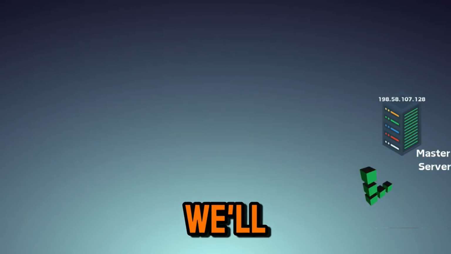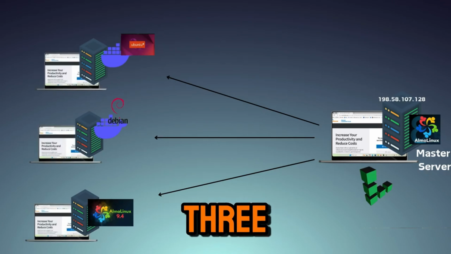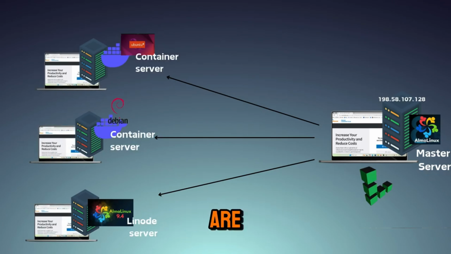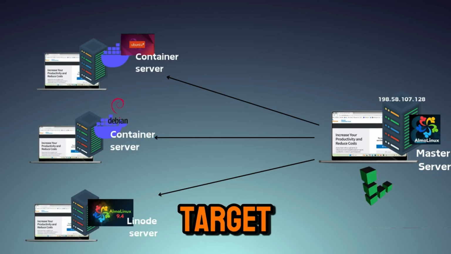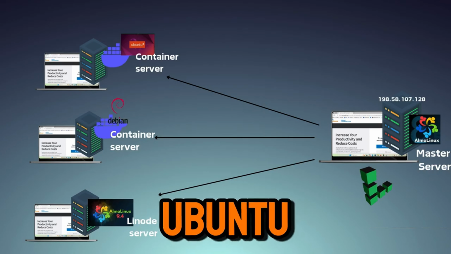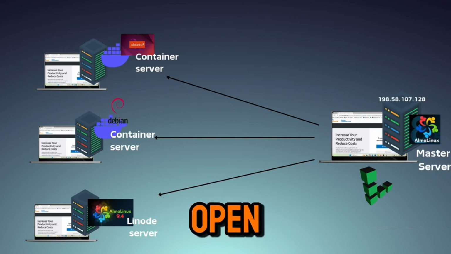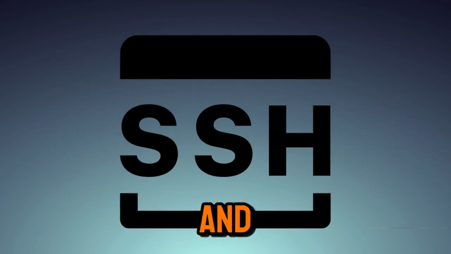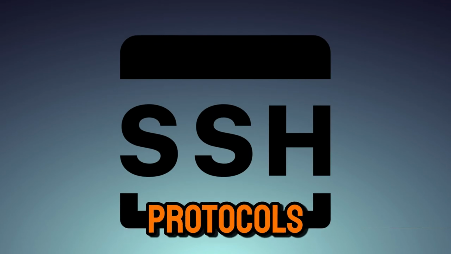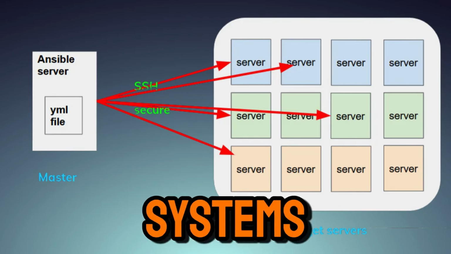We'll be working with a master server hosted on Linode and 3 target servers. We are going to have 1 Linode-based target server and 2 Docker container servers. The first one running Ubuntu and the second one Debian. We will install OpenSSH server and configure SSH protocols to establish secure communication between these systems.